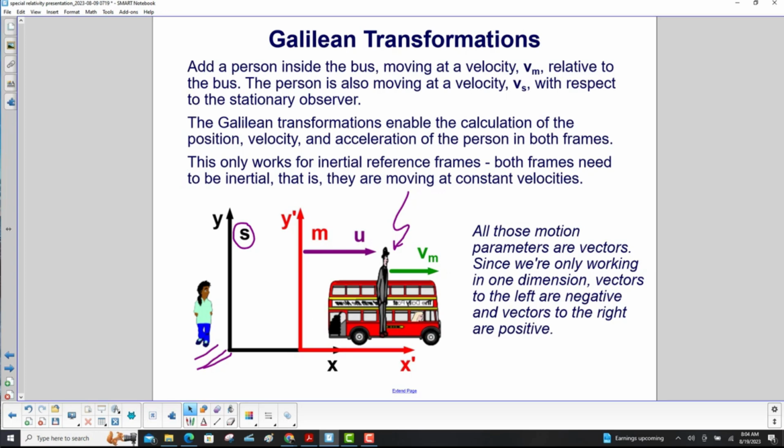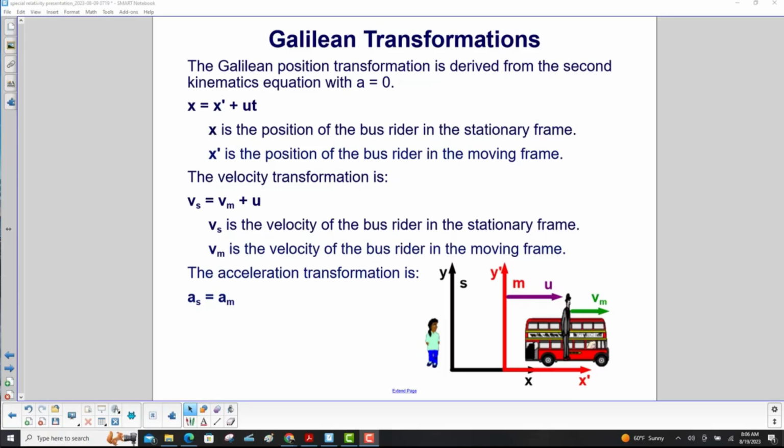Both frames need to be inertial. That is, they are moving at constant velocities, zero acceleration. All these motion parameters are vectors. Since we're only working in one direction, vectors to the left will be negative, and vectors to the right will be positive. And here are the transformations.